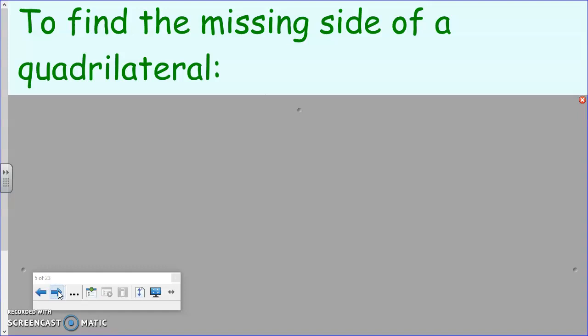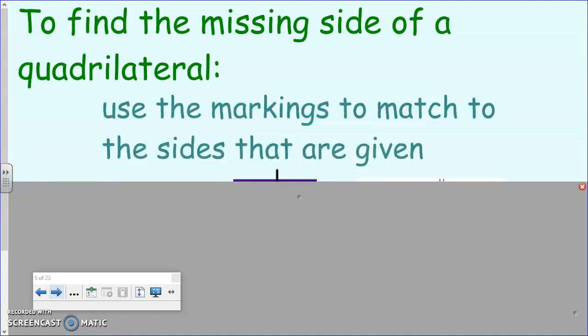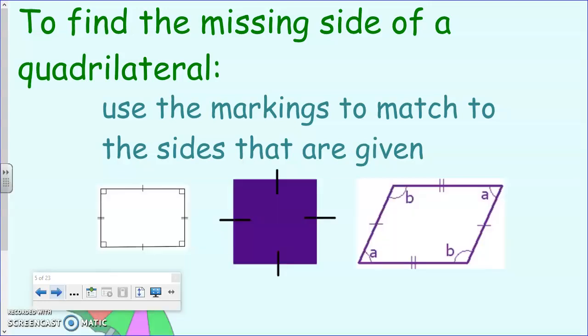So the first thing I want to go over is how to find the missing side of a quadrilateral. So what you're going to do is use the markings to match the sides that are given. When they give you your quadrilateral, they are going to have to give you the markings on the shape.